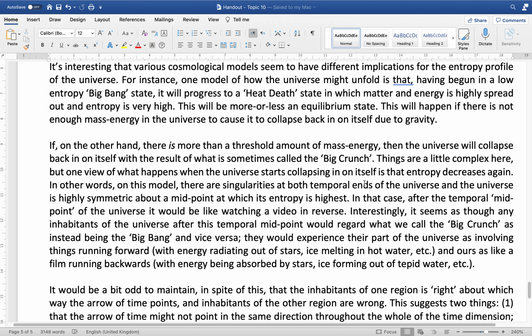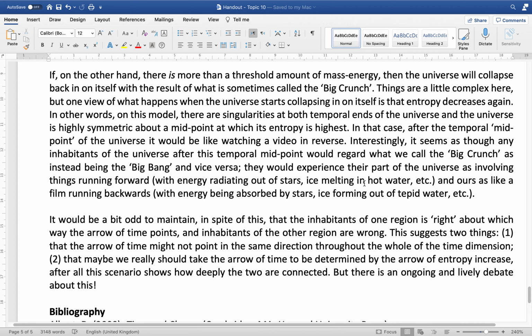So things are a little bit complex, as I say, because how gravity affects entropy is kind of an open question in physics. But one interpretation of what's going on here is that when the universe starts collapsing in on itself again, that's an entropy decreasing phase.